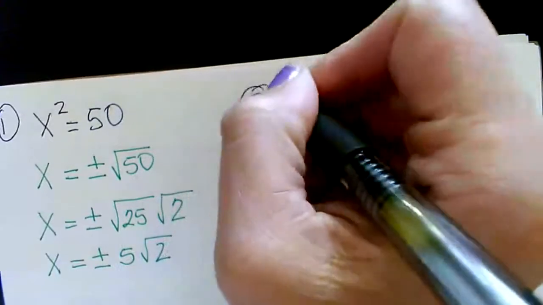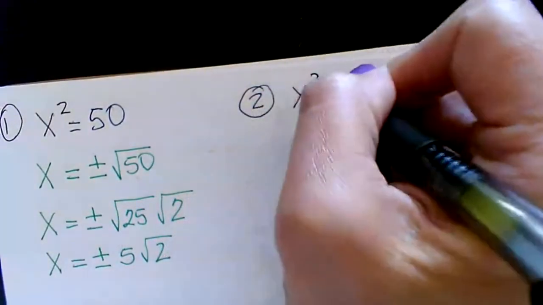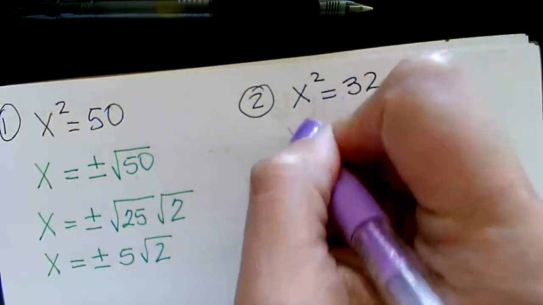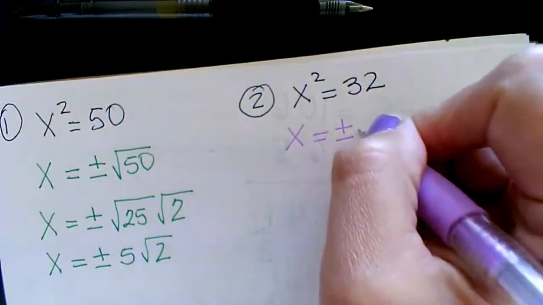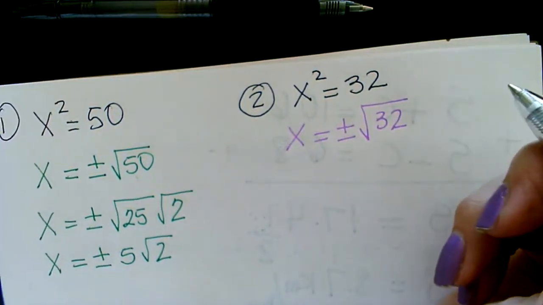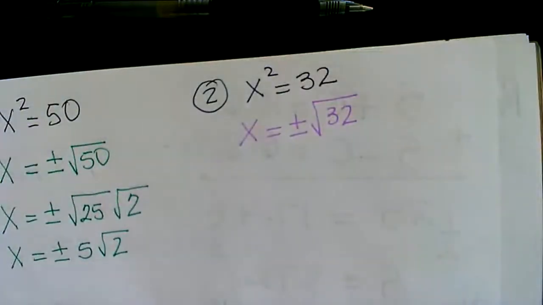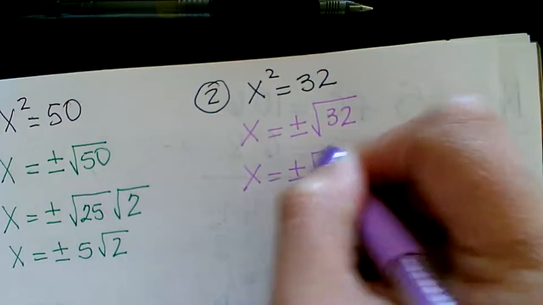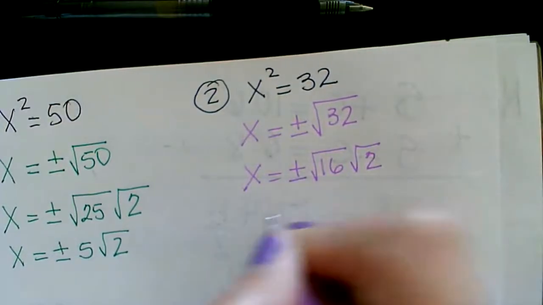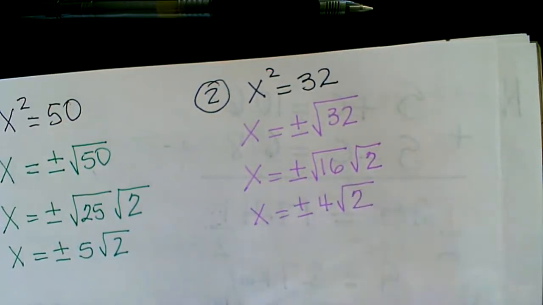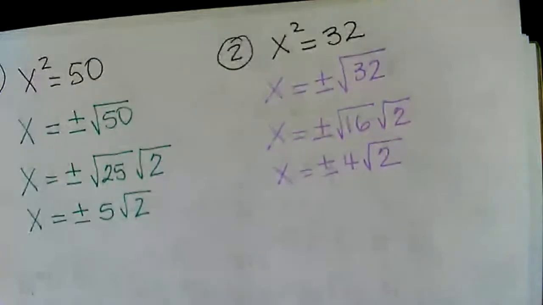Now let's do this one. x squared equals 32. So x is going to be equal to plus and minus the square root of 32. We could divide it into what? The square root of 16 times 2. So the square root of 16, we know that one is 4, times the square root of 2. All right, let's do a few more.